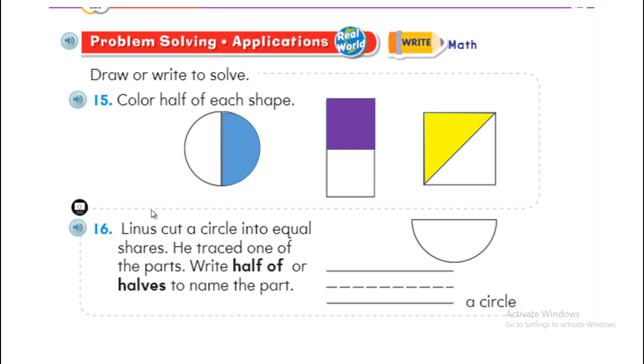Linus cut a circle into equal shares. He traced one of the parts. Only one he traced. That means he drew it on a piece of paper. Now, they want me to write, is it half or halves? Well, I can see only one part, and one, I call it a half. A half of a circle. But if I draw two halves, I'm going to say halves because they are two. They are plural. This is only one, so it's half of a circle.